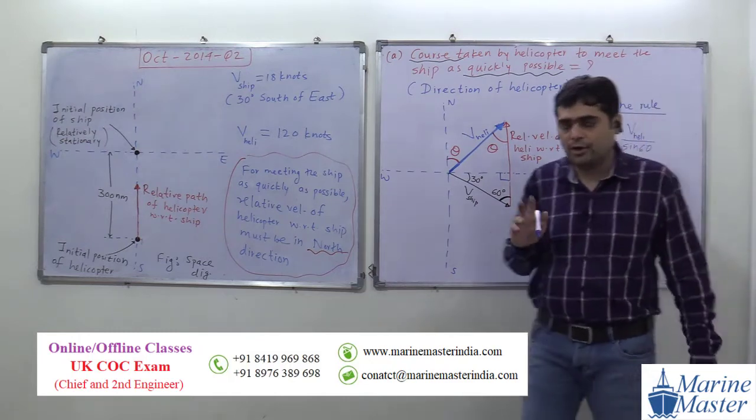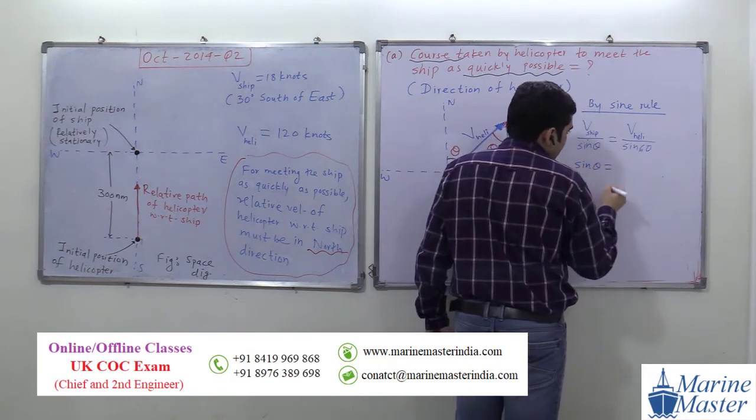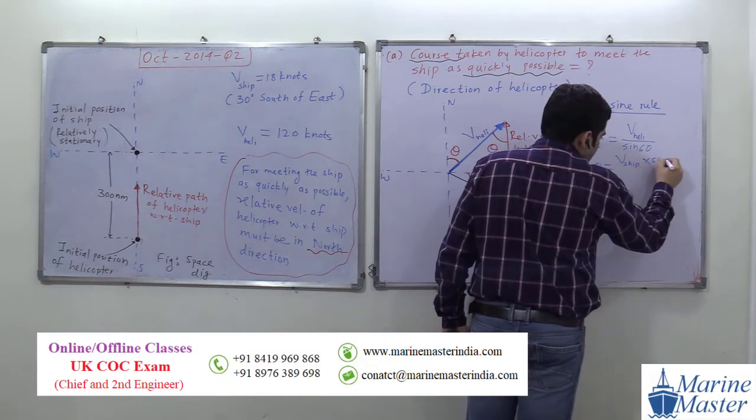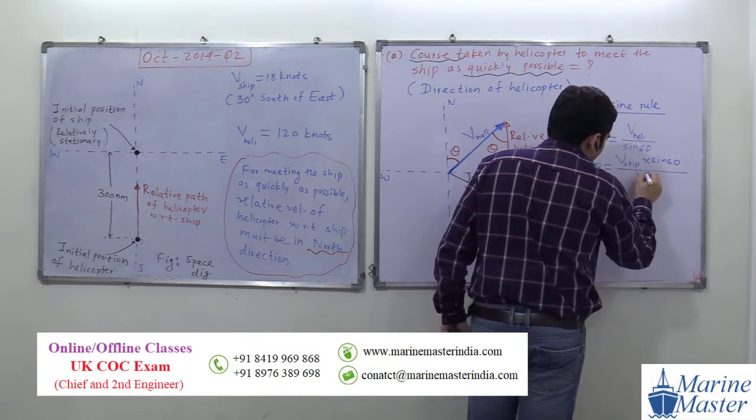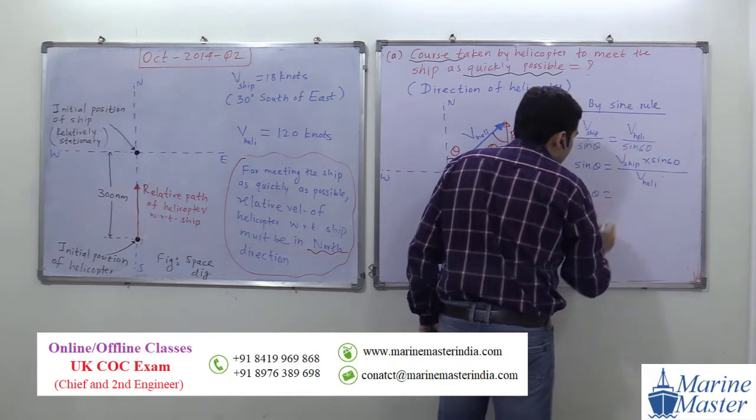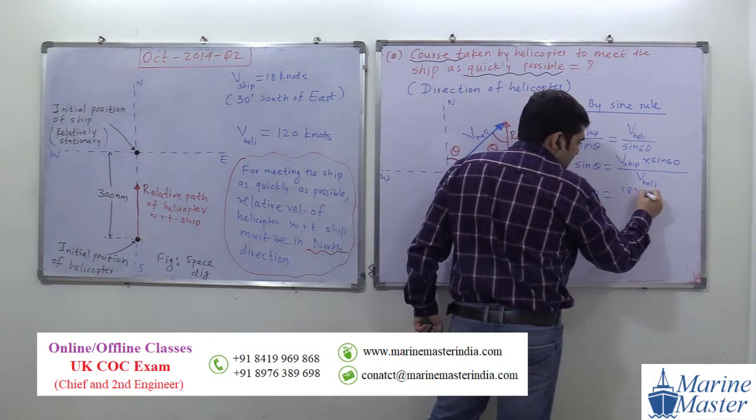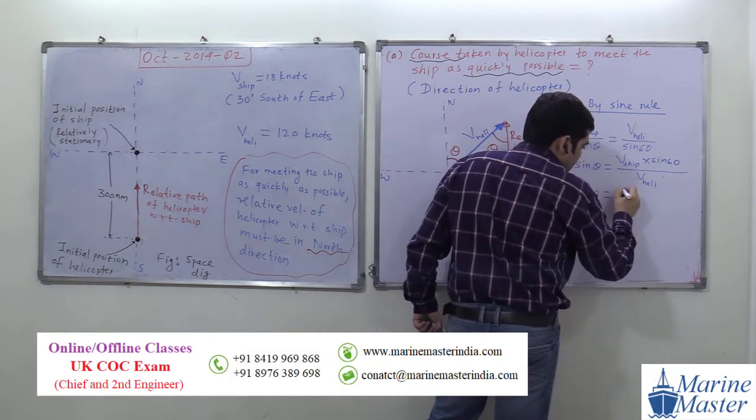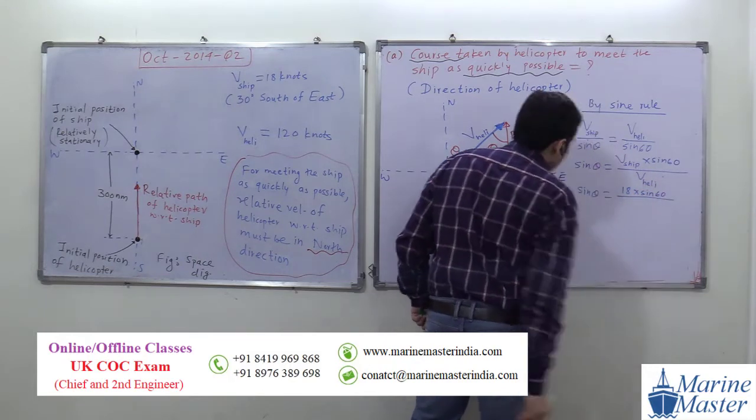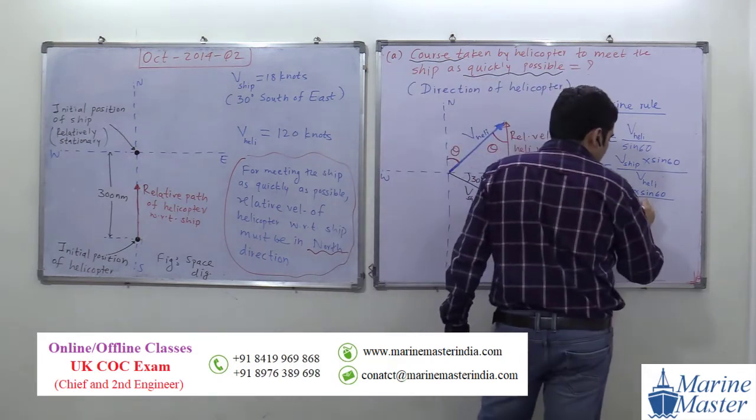What is our target? We have to find out the value of theta. So sine theta will be equal to V-ship into sine 60, divided by V heli. What is the value of V-ship, everyone? V-ship is 18 knots. So 18 multiplied by sine 60, divided by V heli. V heli is how much? 120 knots. Guys, very high value.